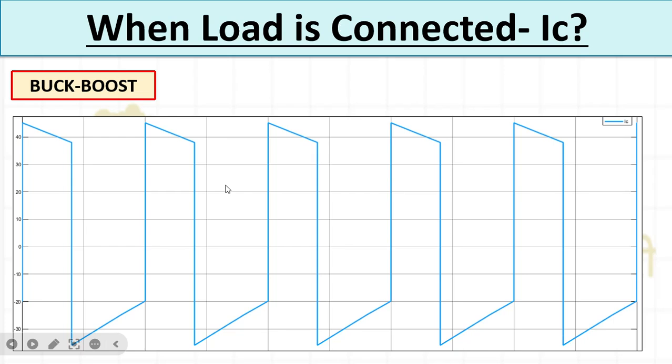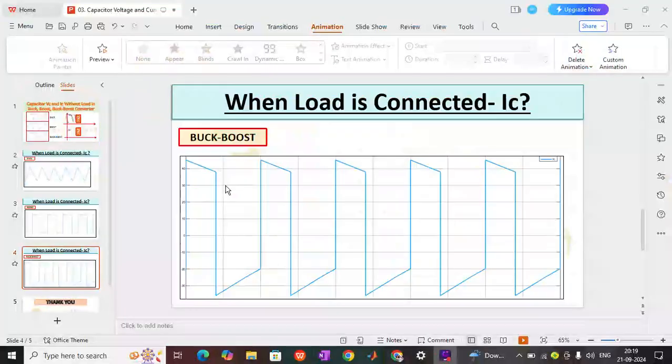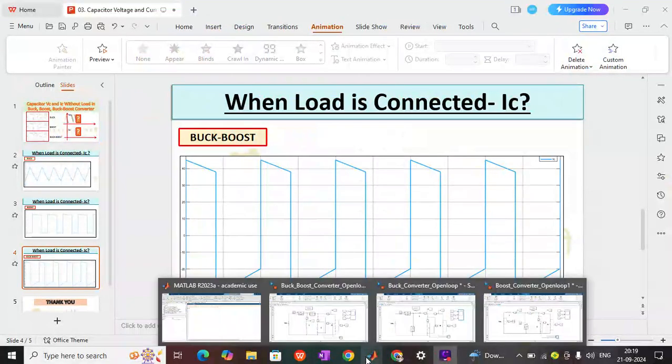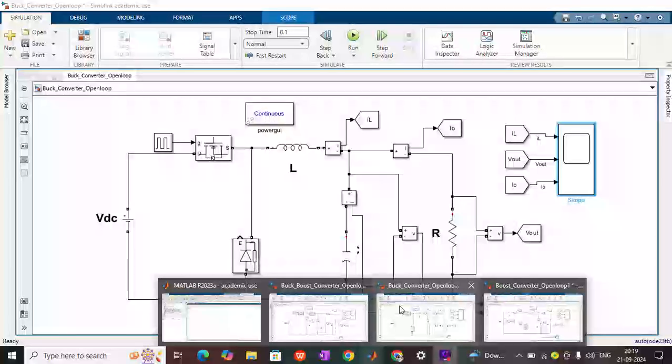Okay, so you should know this thing. If an interviewer asks you to draw the capacitor current waveform for the buck converter or the boost converter, you should confidently draw this waveform. Now we will go to MATLAB and demonstrate what the waveforms are when the load is not connected. So I will quickly open the buck converter circuit.